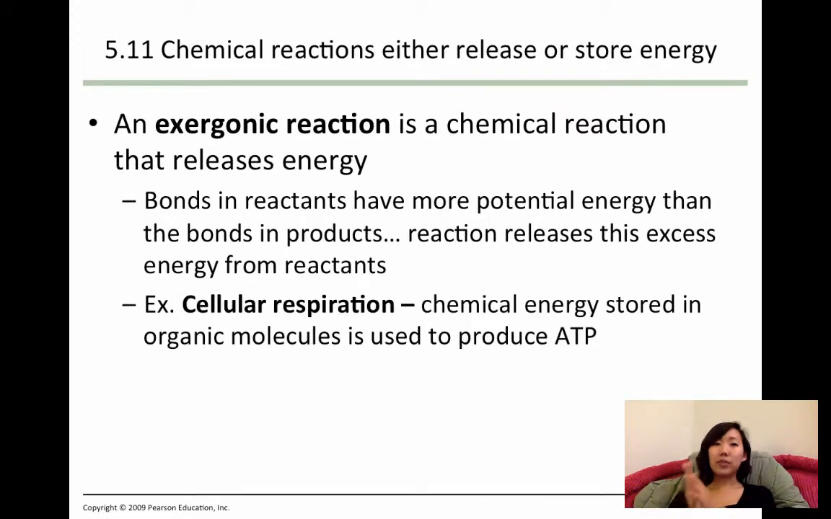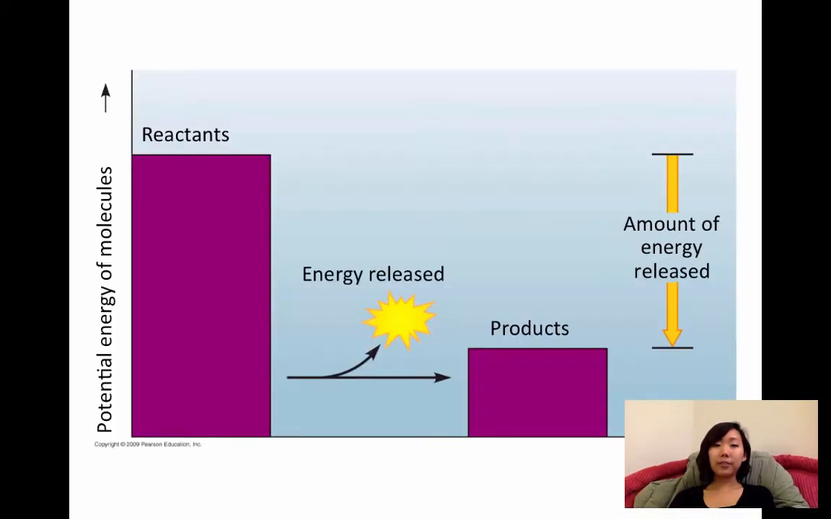A great example of this would be cellular respiration, where you start off with a sugar molecule that has really high potential energy, and then over time, when the reaction occurs, it gets broken down into smaller molecules like CO2 and water. And in that process, a lot of energy is released, and that energy can be converted into the form of ATP.